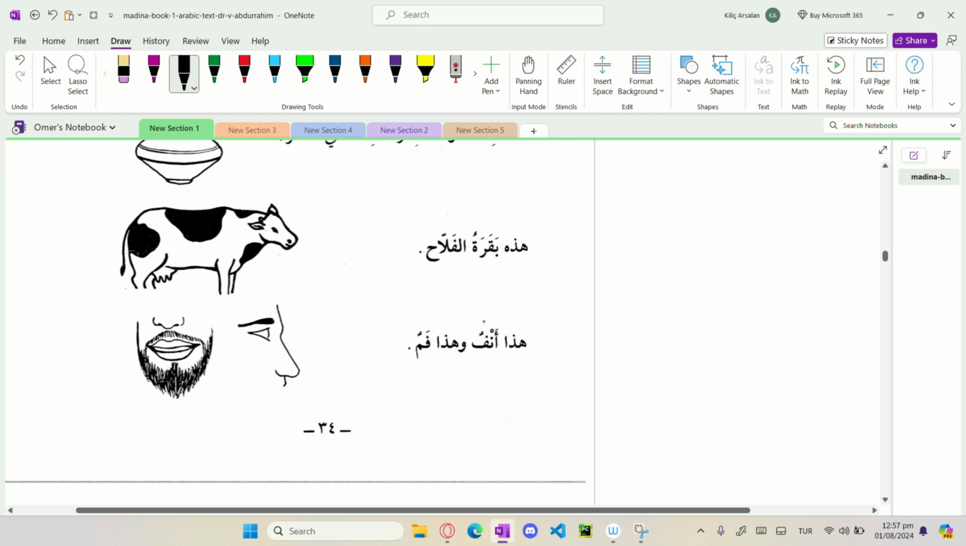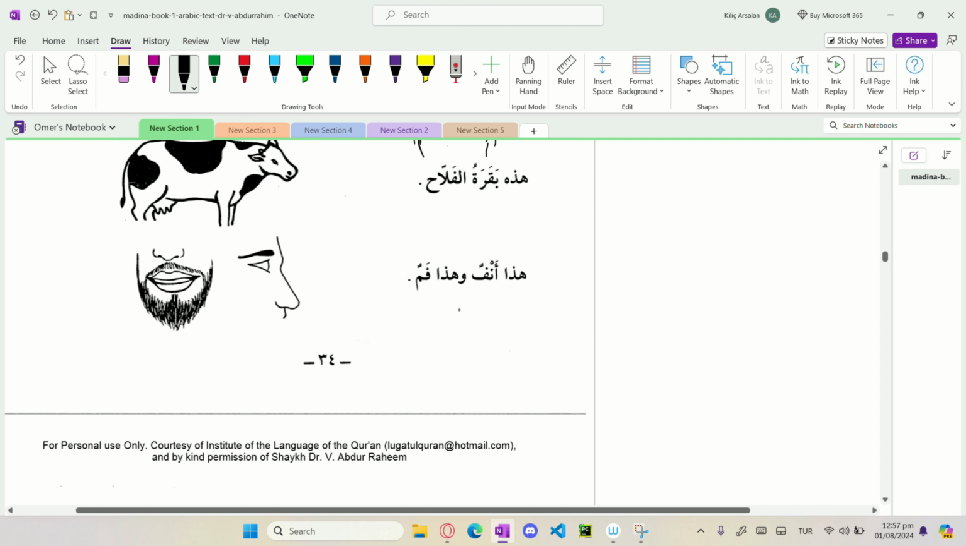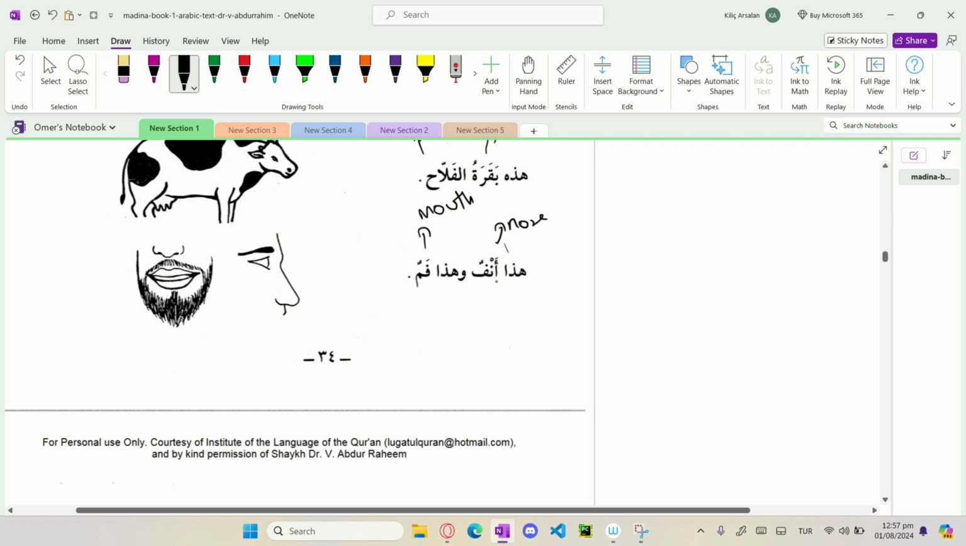هذه بقرة الفلاح. This is the cow of the farmer. هذا أنف وهذا فم. So أنف means nose and fam means mouth.